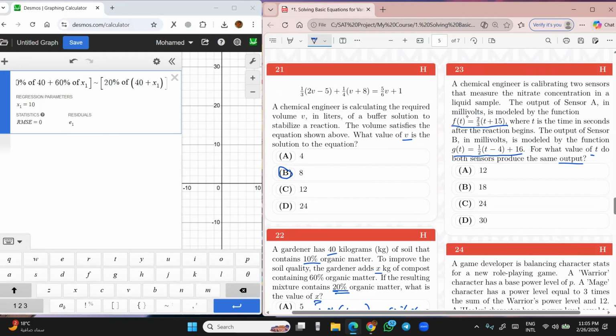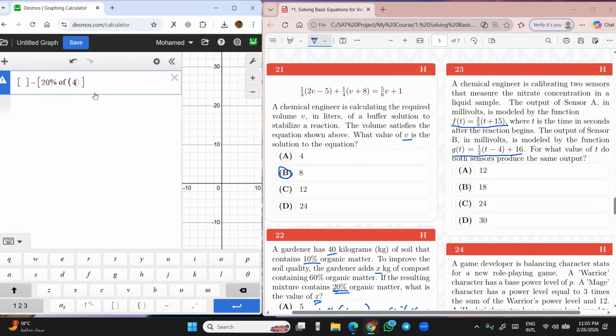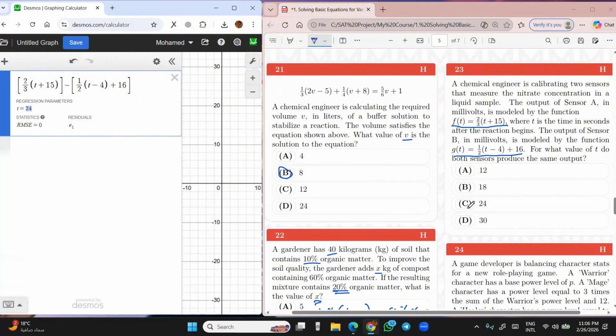So we can write this on Desmos as well. We move everything here and here also. And in the left side, we write 2 over 3 into t plus 15. And in the right, we write 1 over 2 into t minus 4. And we do not forget to write plus 16 outside. And the value of t is equal to 24, which is letter C.